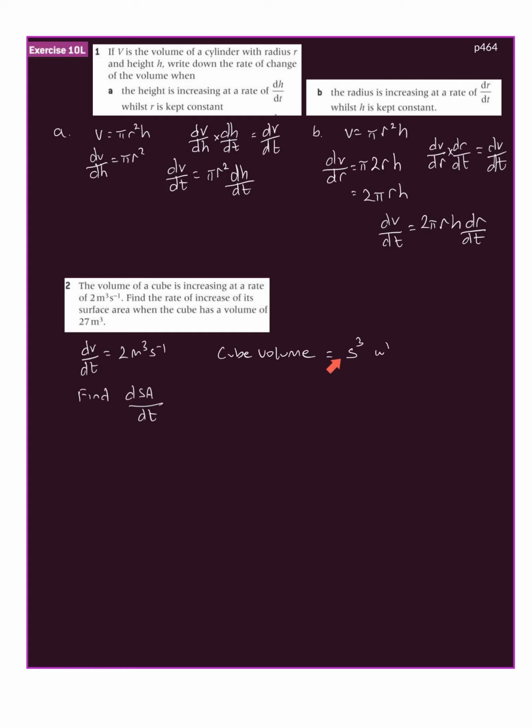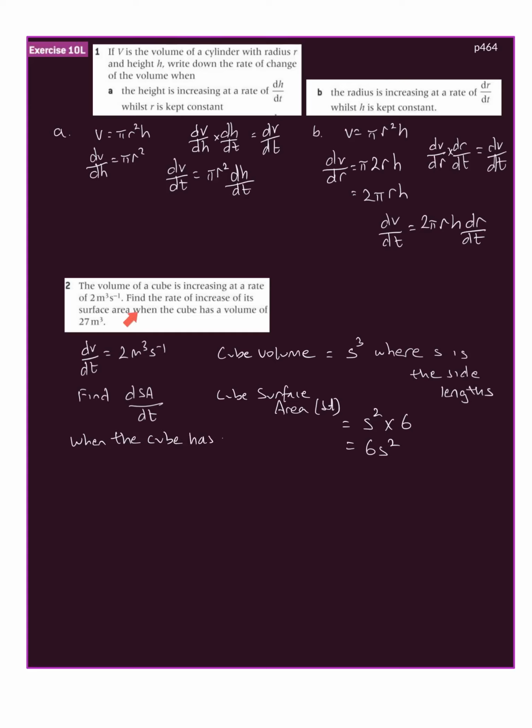Now the cube volume is s cubed, where s is the side length. And the cube surface area, if s is the side length, is s squared times 6, so it's 6s squared.